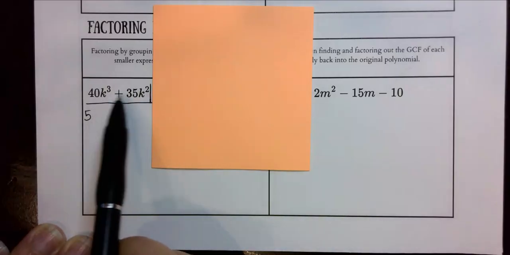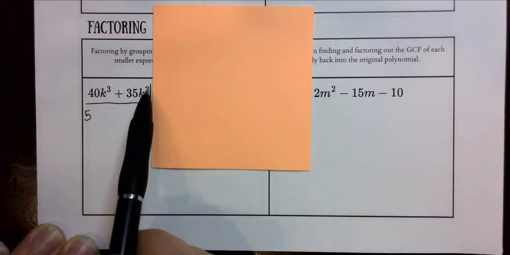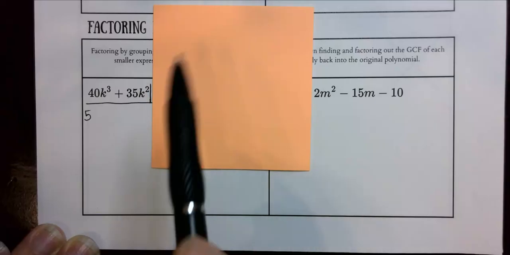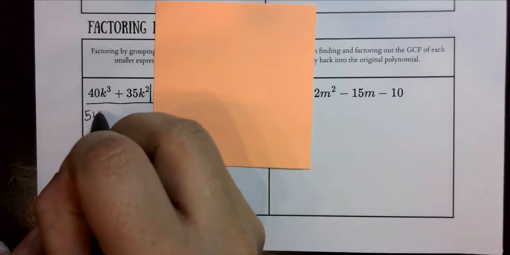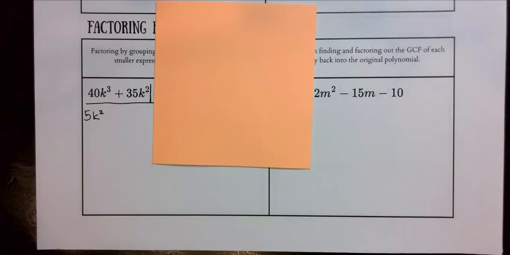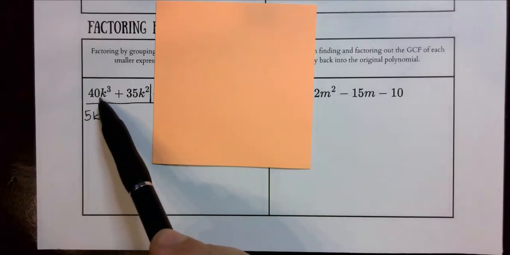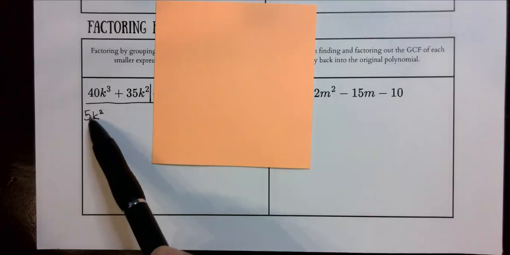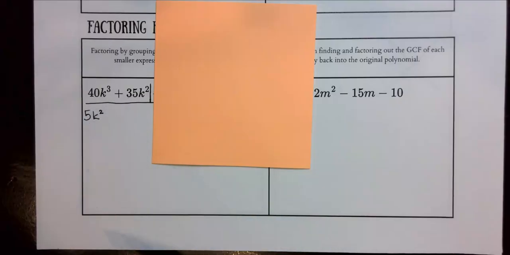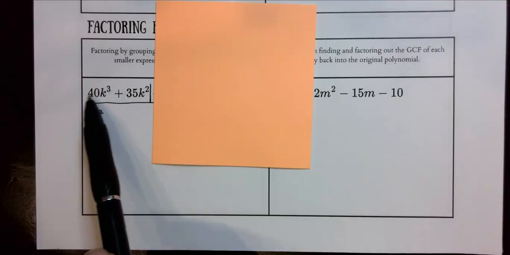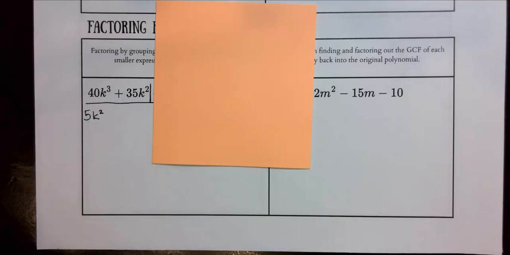Also keep in mind that they both have K. If they both have K, I'm going to pick the one with the smaller exponent. So we're going to take out 2 Ks from each one of these terms. Now, lastly, I do want to remind you that the 40 in the front is positive. So that means that my 5 in the front will also be positive. If I have a negative in the front, then I'll be dividing by a negative version of my GCD.